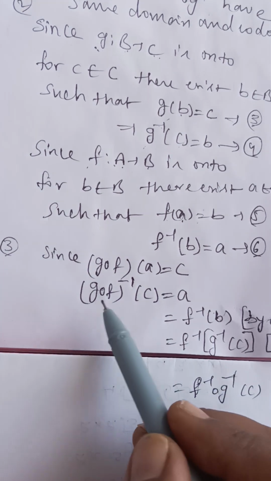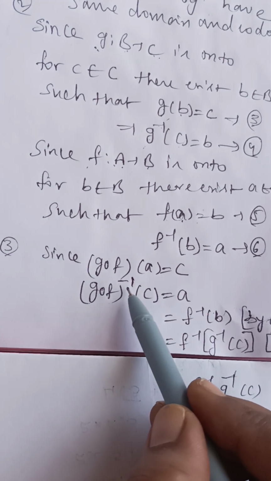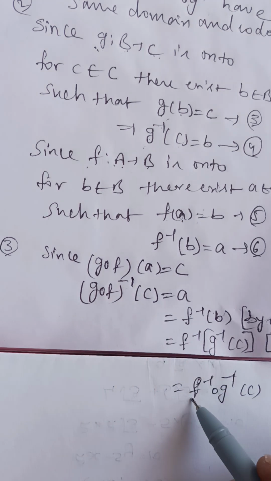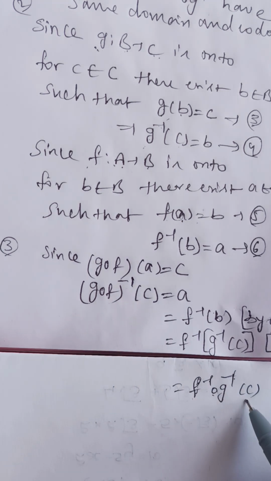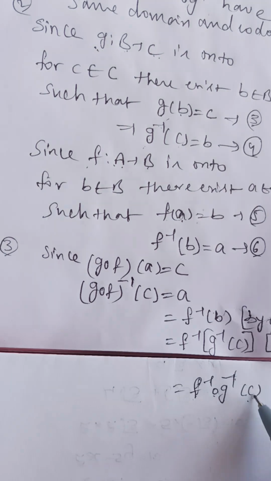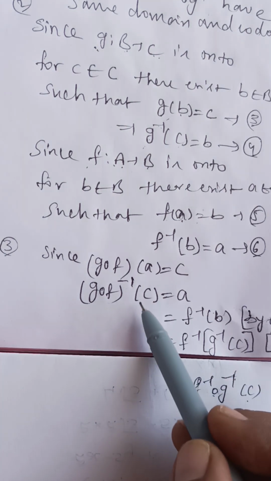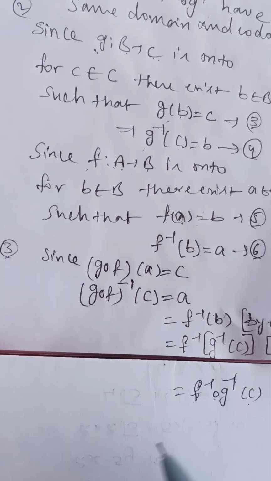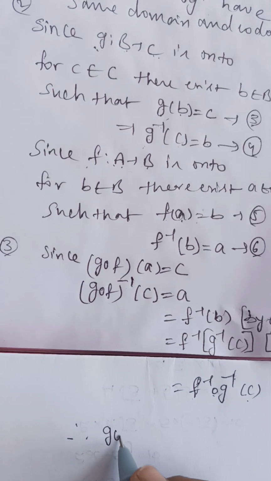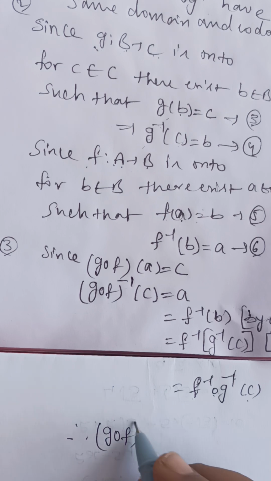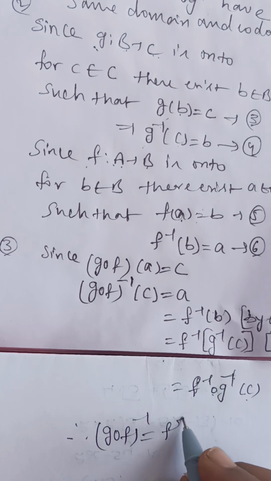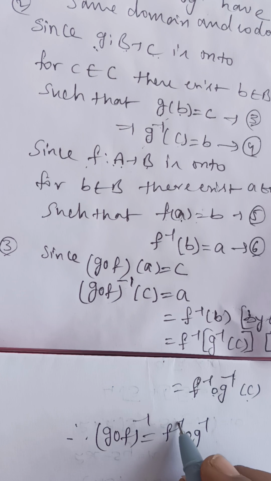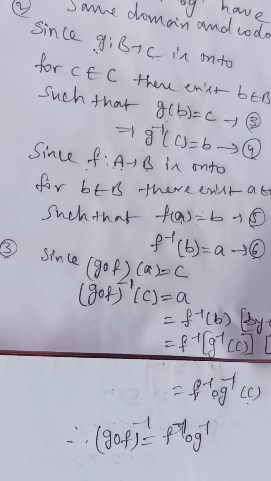Okay, then on the left side we have taken (G circle F) whole inverse of c. Here we got F inverse circle G inverse of c. So it contains the same element. So LHS contains c and RHS also contains c. So the same element. Therefore (G circle F) whole inverse equals F inverse circle G inverse. Hence proved.